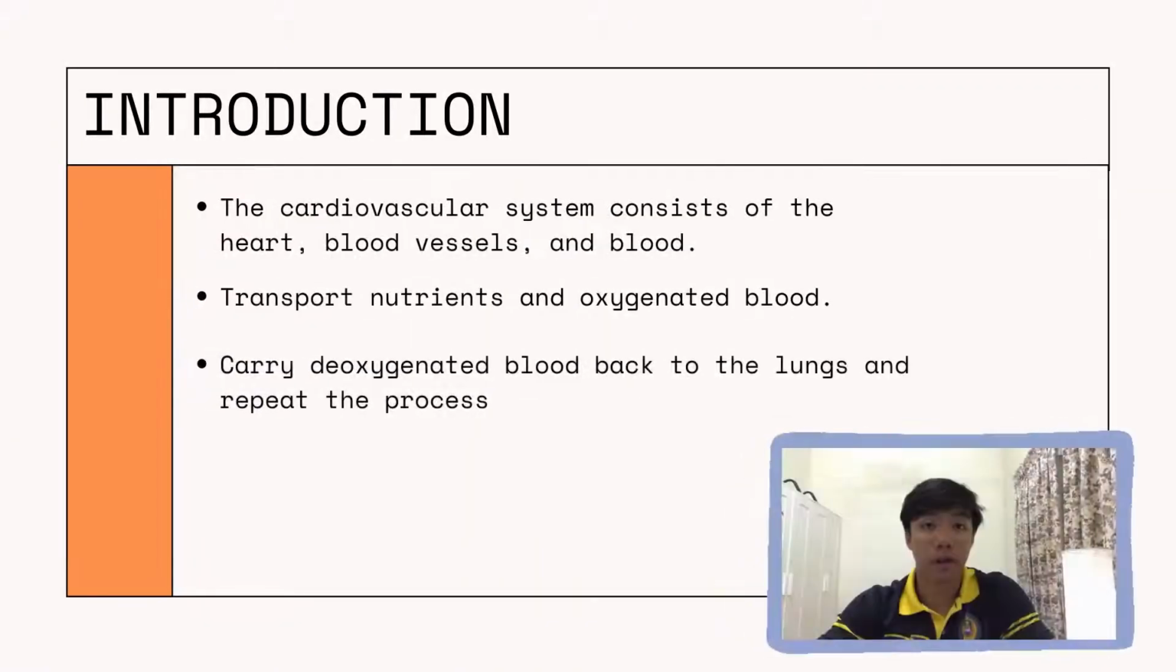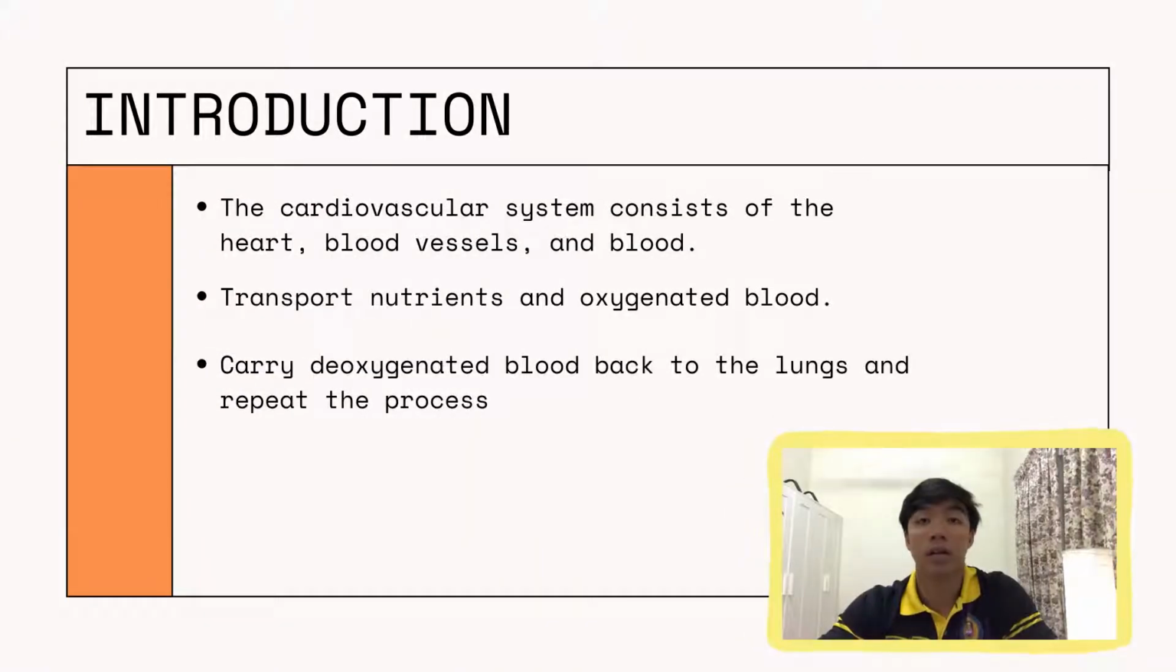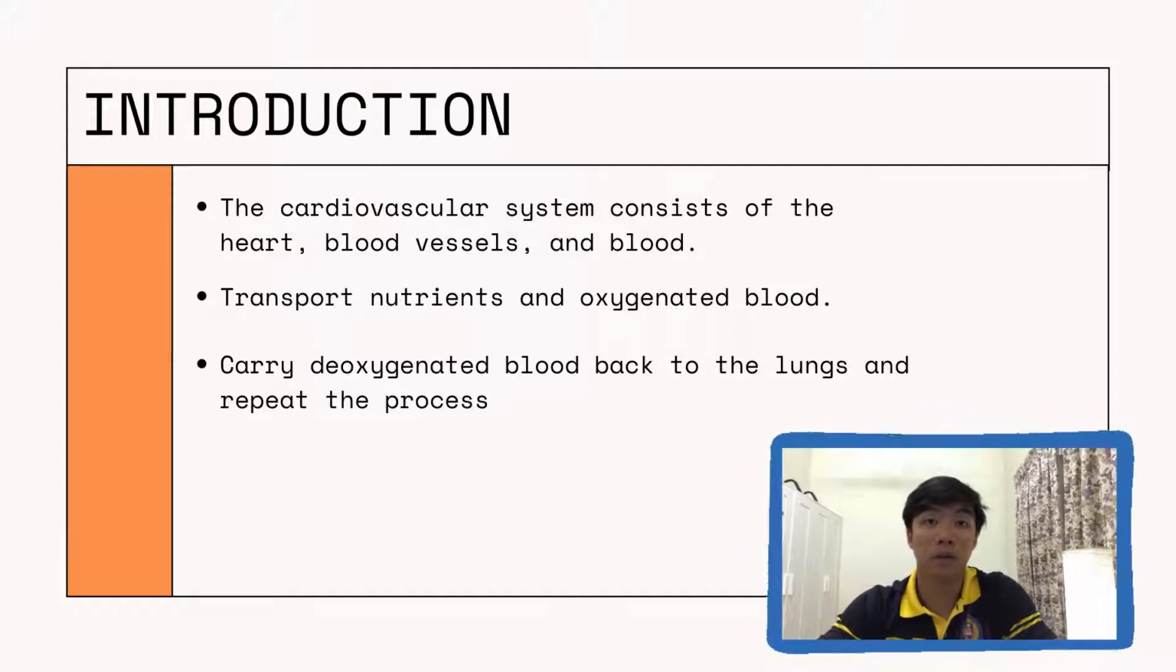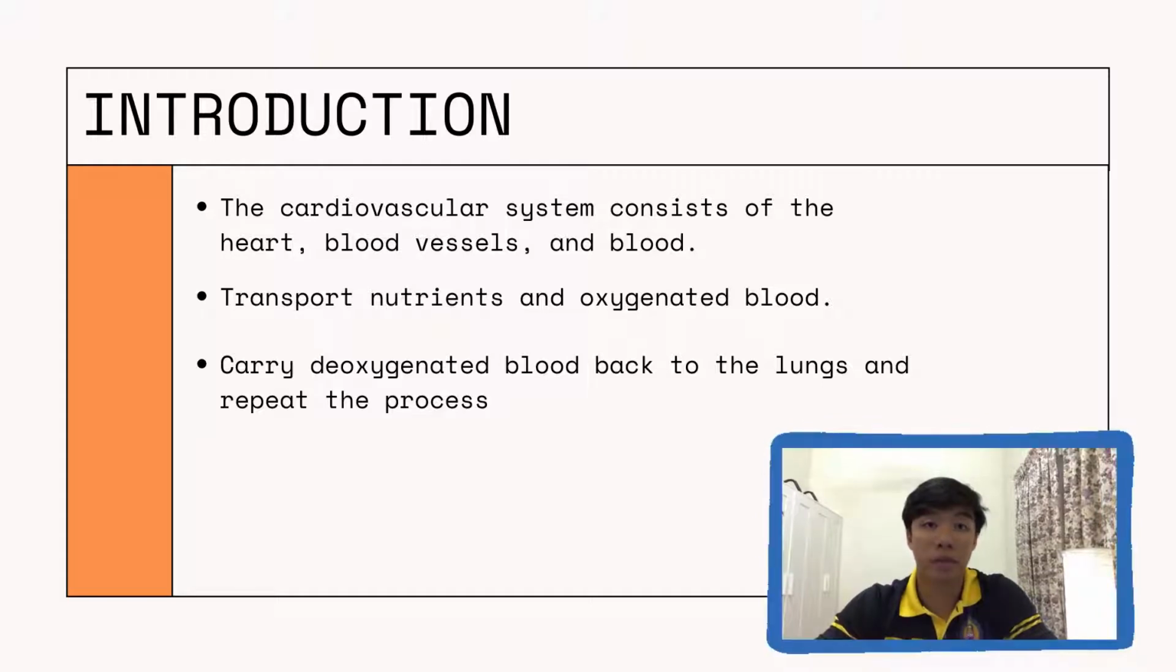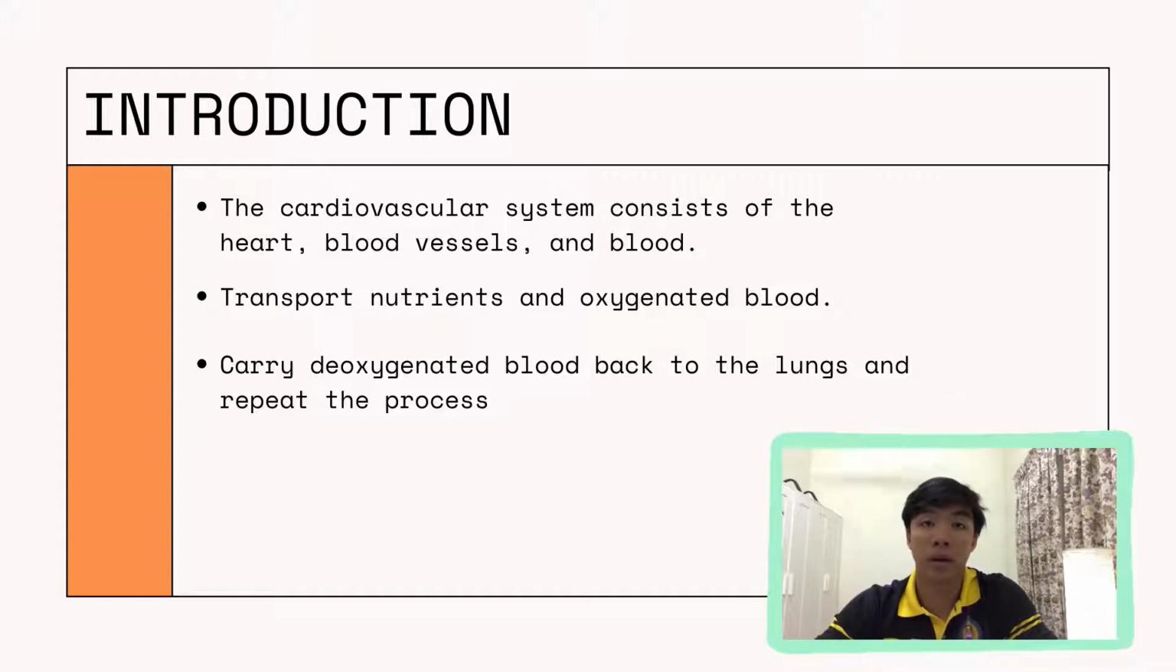So, what is the cardiovascular system? The cardiovascular system consists of the heart, blood vessel, and blood. Its main function is to carry nutrients and transport oxygenated blood. It also carries the oxygenated blood from the lungs throughout the whole body and repeats the same process over and over again.